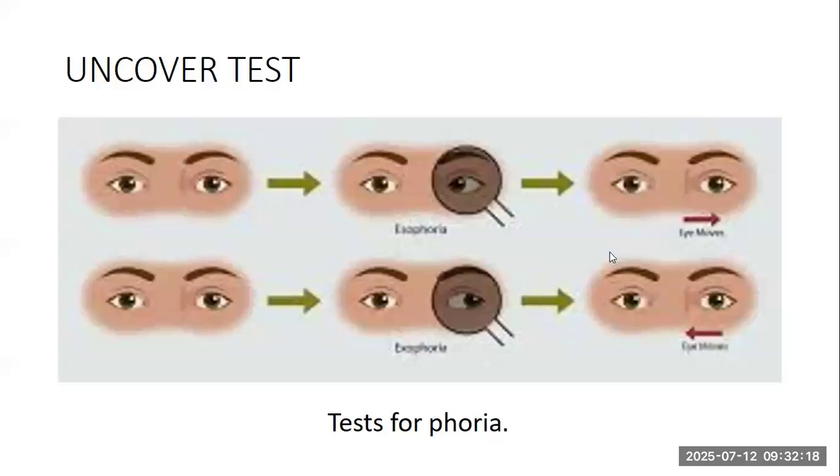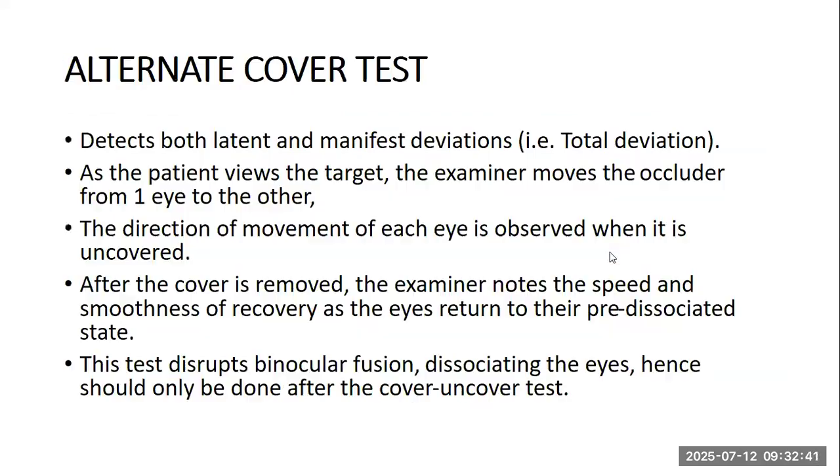So by the time you expose that eye, you're checking to see if there's some form of refixation saccade. You are checking to see if the eye is moving to take up fixation. So if the eye moves out, it means it was initially in. So that's an esophoria. If it moves in, it means it was initially out. That's an exophoria. The same thing with the up and down movement.